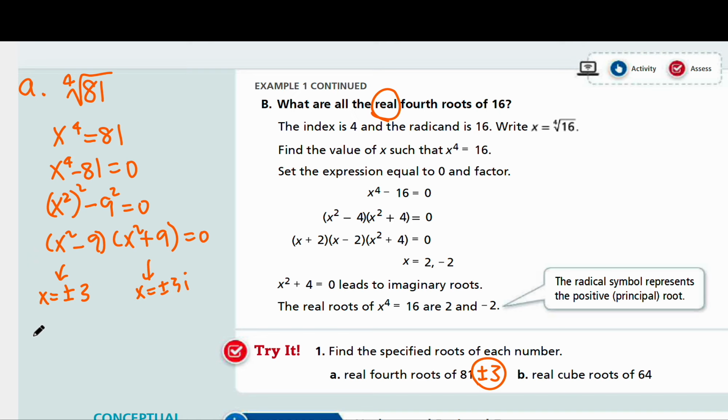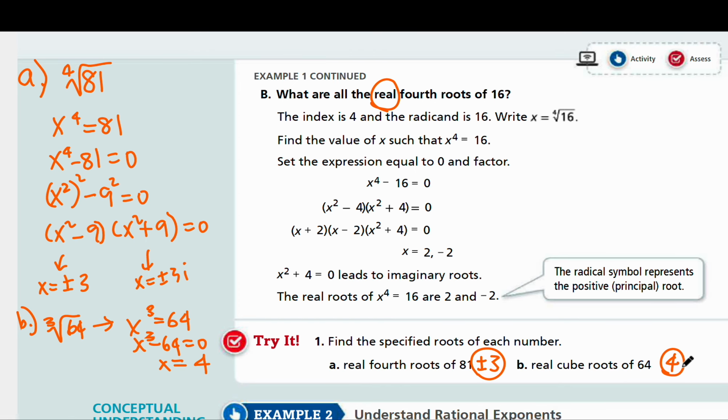And then part B, you do the same thing. Cube roots of 64. So rewrite this as x to the third power is equal to 64, and then you solve the equation for zeros. And then you'll see that only positive 4 will give you positive 64, right? So when it is a cube or odd number degree, you have a specific sign. So it's just positive 4.